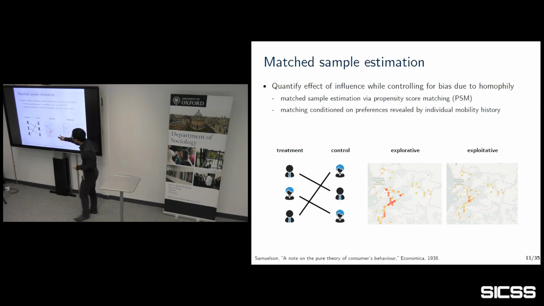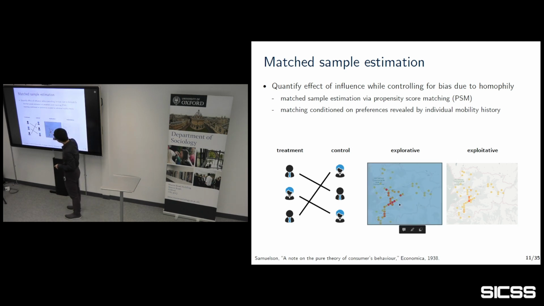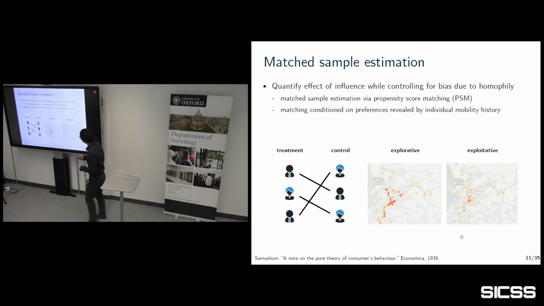So here you can see, basically we have these little cells. They're basically like cell towers. We just look at the frequency of the person visiting different places. So you can see in this case, the person on the left is more explorative because he goes to different places, more or less equal frequency. The person on the right is more exploitative because he constantly goes back to the single location that he likes.